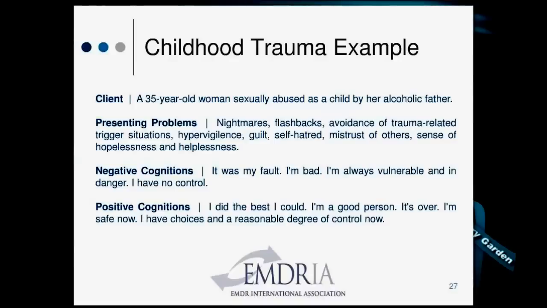Her negative belief or thoughts about herself were that it's my fault, I'm bad, I'm always vulnerable and in danger, I have no control, and we could probably add about 10 others. The positive thoughts and beliefs, again, at the beginning, we understand that she doesn't really think or feel these things, but she would like to someday. That I did the best that I could, that I'm a good person, that it's over, that she's safe now, that she has choices and a reasonable degree of control.